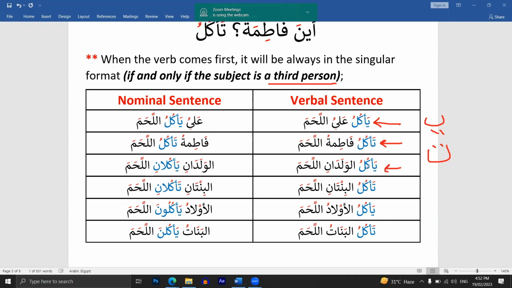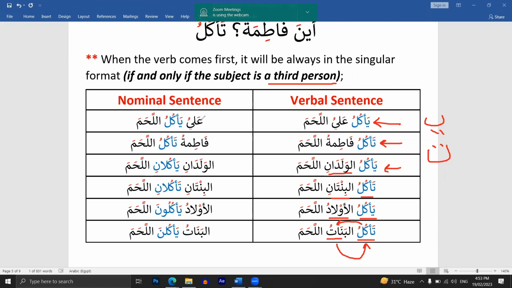Here يأكل الولدان اللحم. Here it's dual. It's supposed to be يأكلان. But because we begin with the verb and at the same time this subject is a third person, we will keep the verb in the singular format. يأكل الولدان اللحم. تأكل البنتان اللحم. يأكل الأولاد اللحم. And finally, تأكل البنات اللحم.